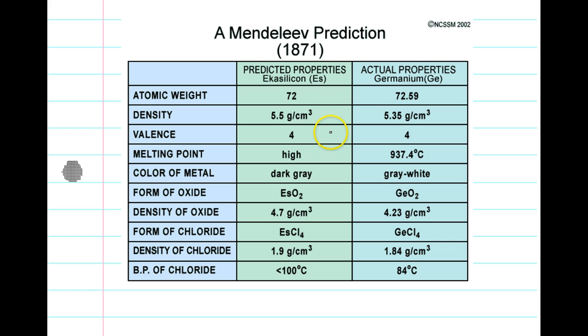And as you go down these predicted properties, you can see that they're very close, if not exactly the same as the actual properties. Look at the form of an oxide, how many oxygens it's going to form a bond with. He predicted that that element would combine with 2 oxygens. In fact, germanium does combine with 2 oxygens. He predicted that that element would combine with 4 chlorines, and in fact, germanium does. So those predicted properties were very, very close to the actual properties.